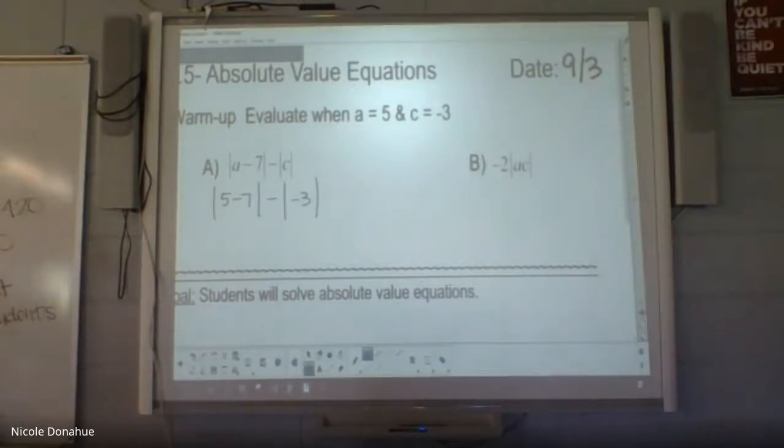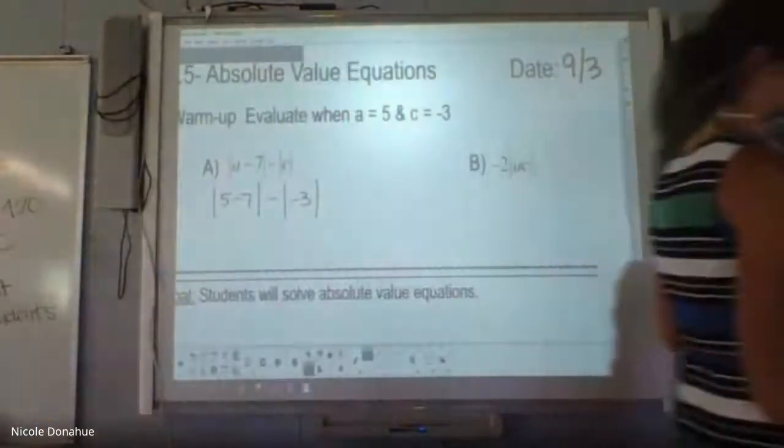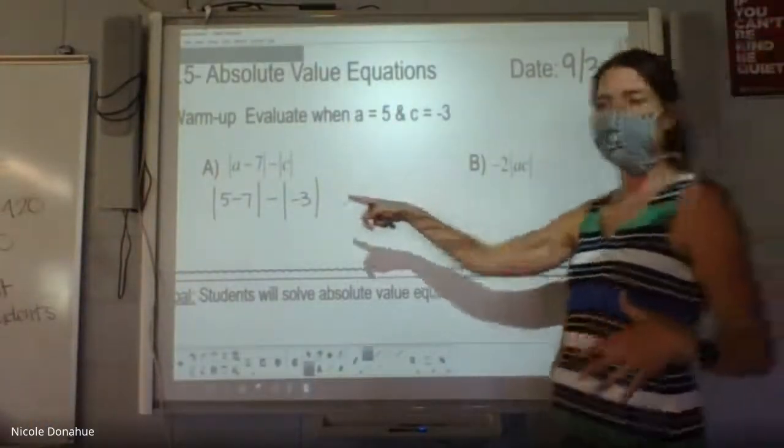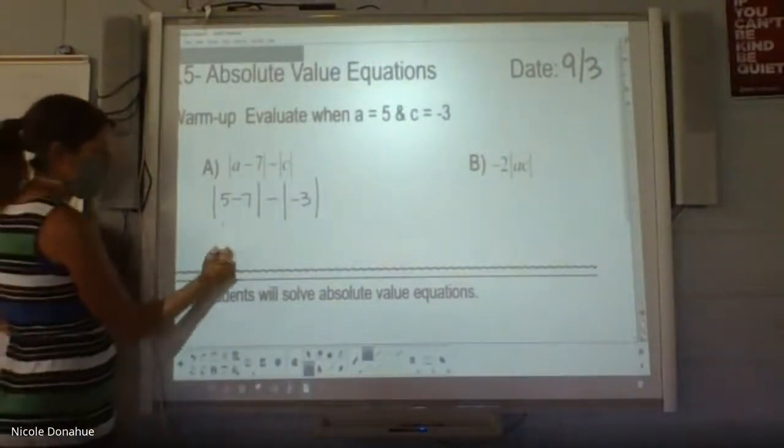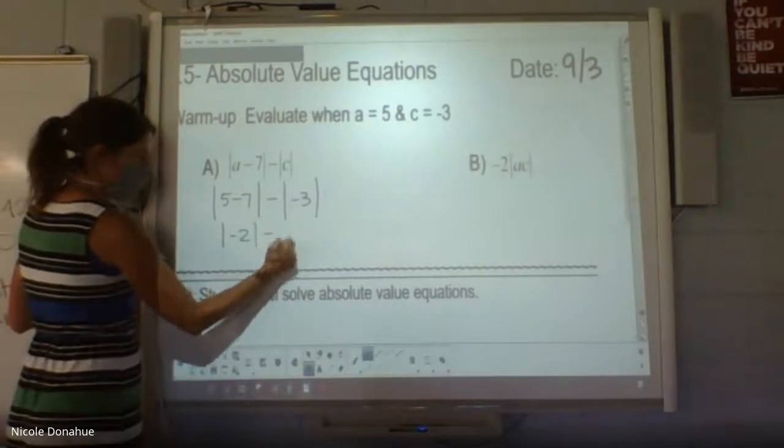Absolute value symbols are also grouping symbols, kind of like parentheses, so I have to do what's inside the absolute value first. So I'm going to do 5 minus 7, what is that? Negative 2 right now.